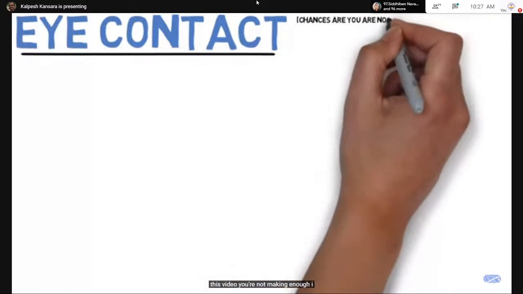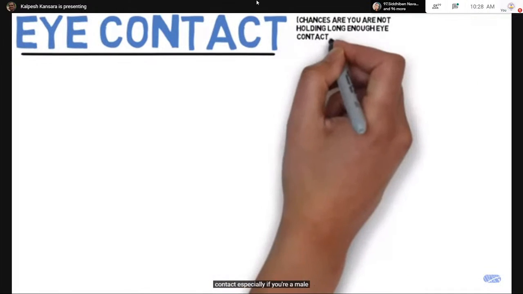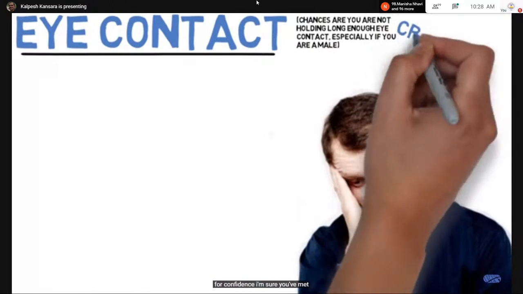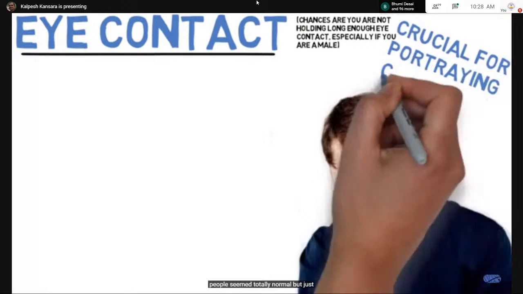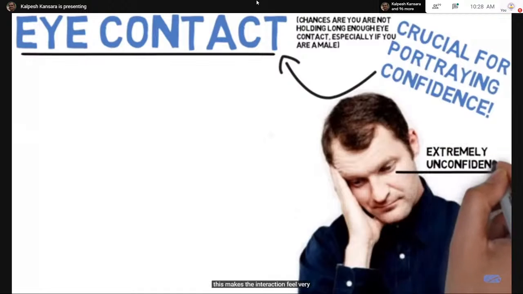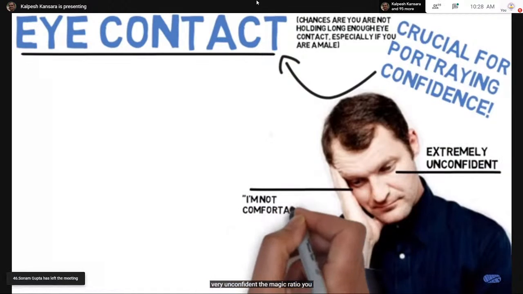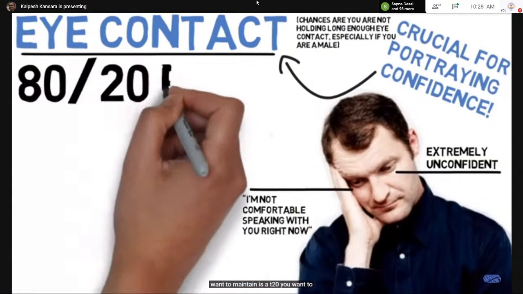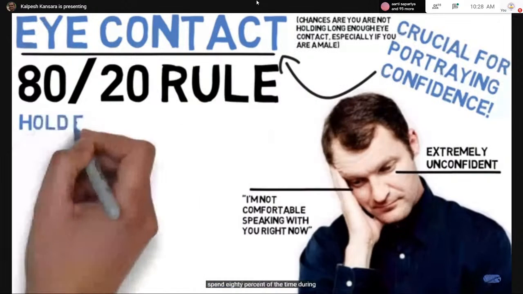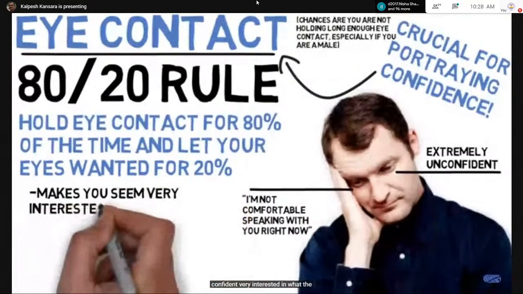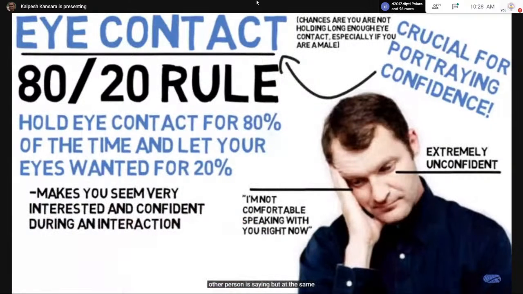Chances are, if you're watching this video, you're not making enough eye contact, especially if you're a male. Strong eye contact is a huge indicator for confidence. I'm sure you've met people who seem totally normal, but just could not maintain eye contact. This makes the interaction feel very uncomfortable, and they come off as very, very unconfident. The magic ratio you want to maintain is 80-20. You want to spend 80% of the time during the conversation making eye contact and 20% of the time letting your eyes wander. This way you seem very confident, very interested in what the other person is saying, but at the same time, you don't come off as creepy.